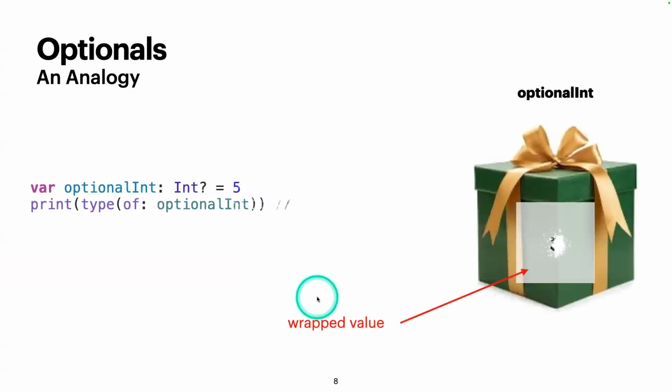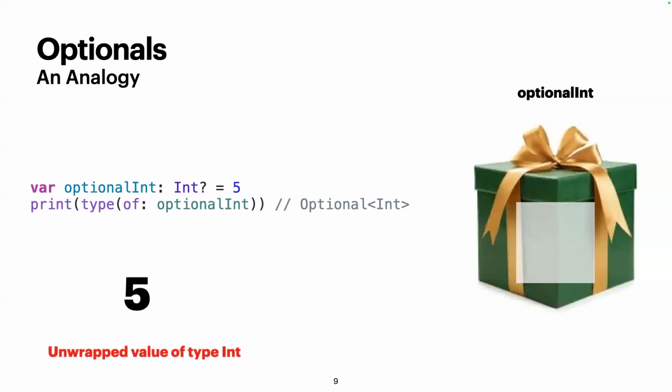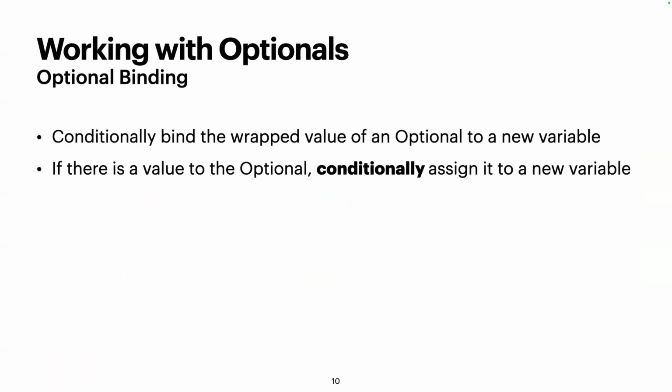So how do we do that? Again, here is what we had just before. The 5 is within this present. It's wrapped in this optional. We want to take it out. We want to get it out. There's a couple ways we could do this. Again, we want to get the 5 out, and once we do that, the value of that 5 is just a regular Int, so we can actually do operations on it.